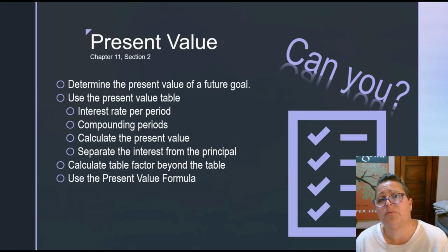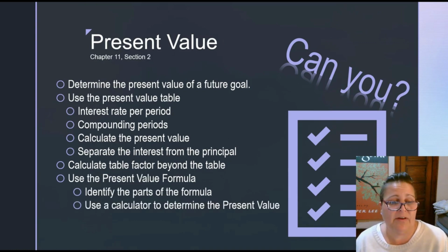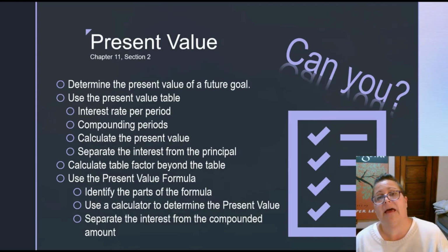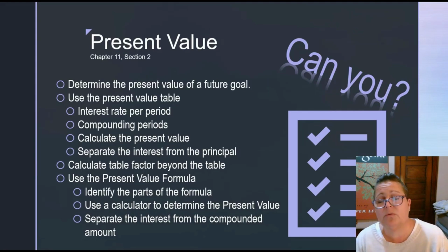Can you calculate a table factor beyond what's given to you in the table? And are you comfortable using the present value formula? That means, are you able to identify the parts, and can you use a calculator itself to determine what that present value would be? And not only that, but can you once again separate the compounded amount, future value, the goal amount, all three of those are the same thing, from the interest and the principal?